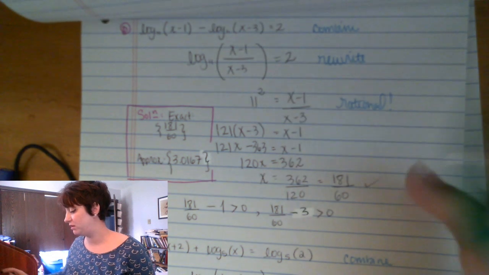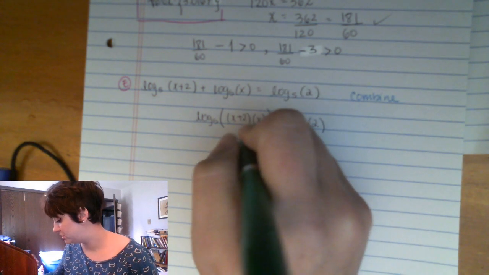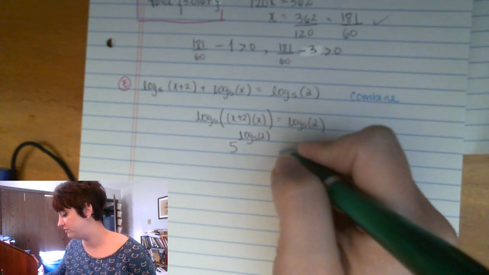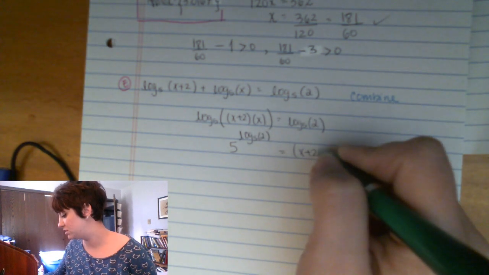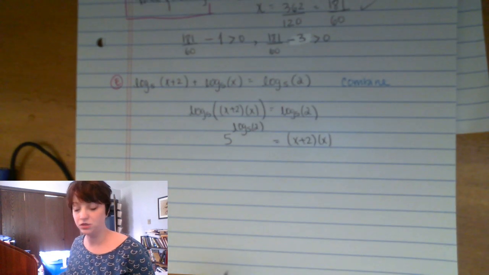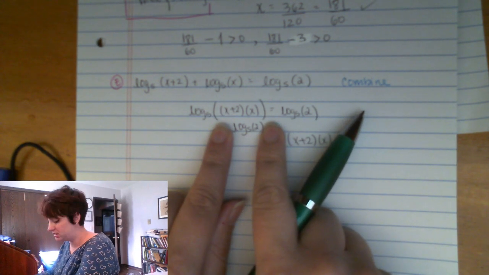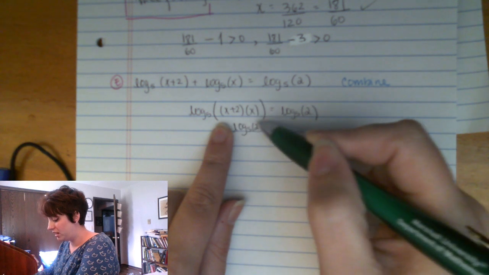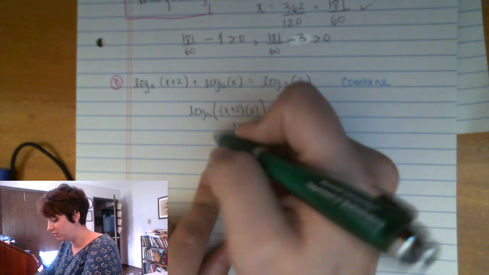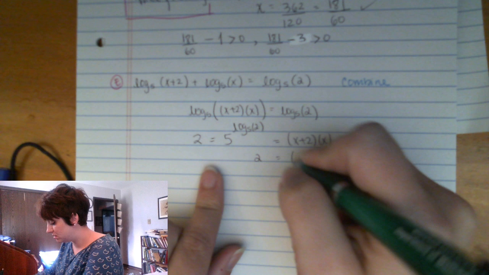I can just, so as before, base to the power equals argument. So base here is 5 to the power, that's what the log is spitting out, so 5 to the log base 5 of 2 equals x plus 2 times x. But this 5 to the log base 5 of 2, this log says whatever I am, raise 5 to this power and you get 2. So if you raise 5 to that power, what do you get? 2.